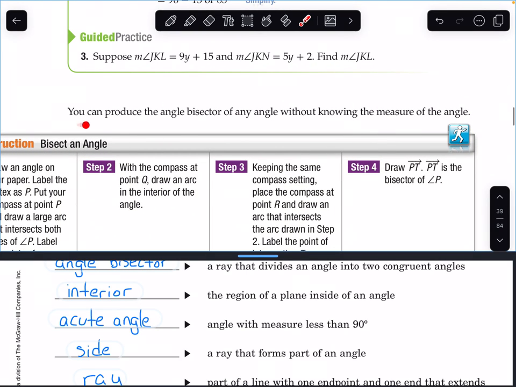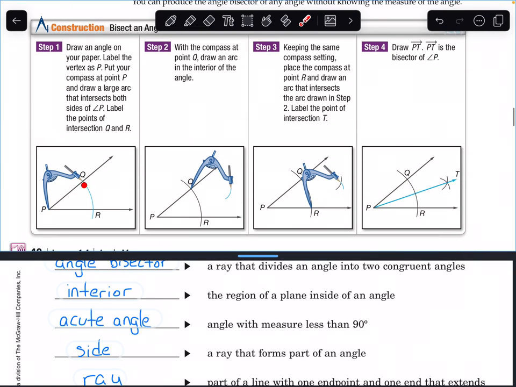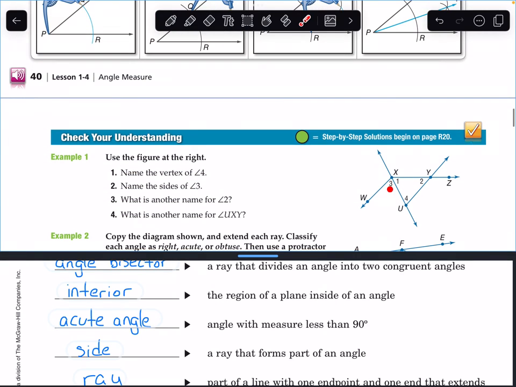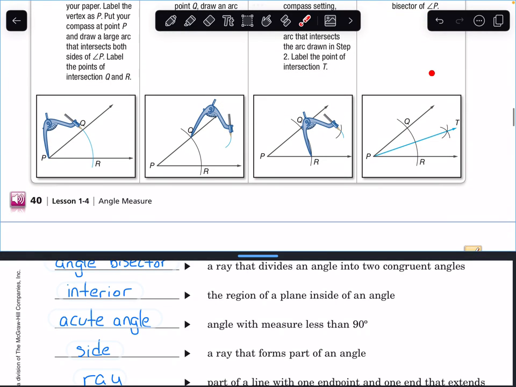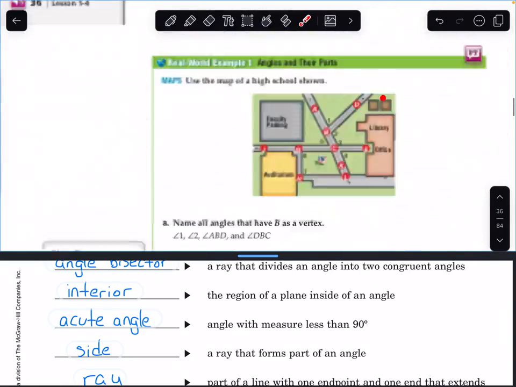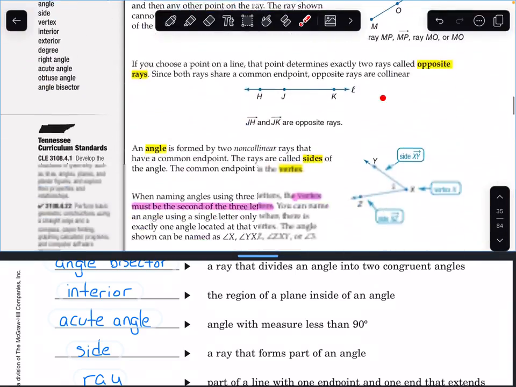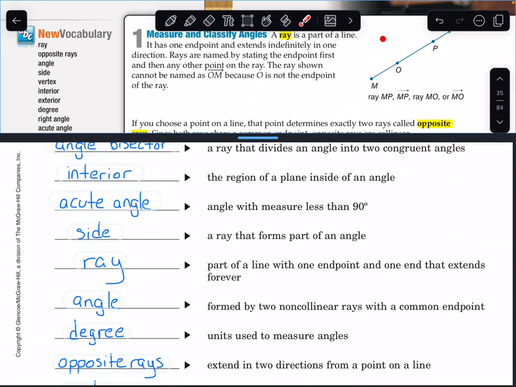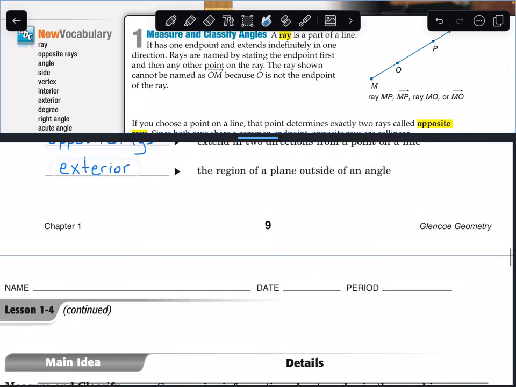And once again, we can produce the angle bisector of any angle without knowing the measure of the angle with our compass constructions. And that brings us to the check your understanding. That finishes the reading portion. Let's return back to the top and prepare for writing the main idea on the next page.